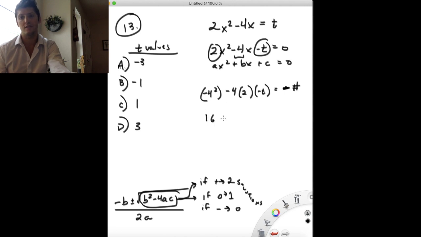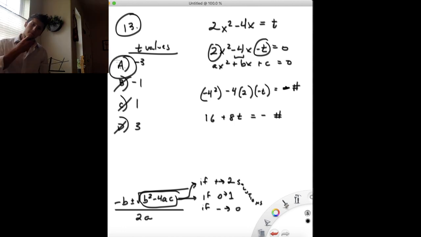Okay, well, this is 16, and this is positive 8t, and we want this to be equal to a negative number. Well, you better make t a negative number that's big enough. So negative 1 would not be big enough, because then you would get 16 minus 8. So it must be negative 3.